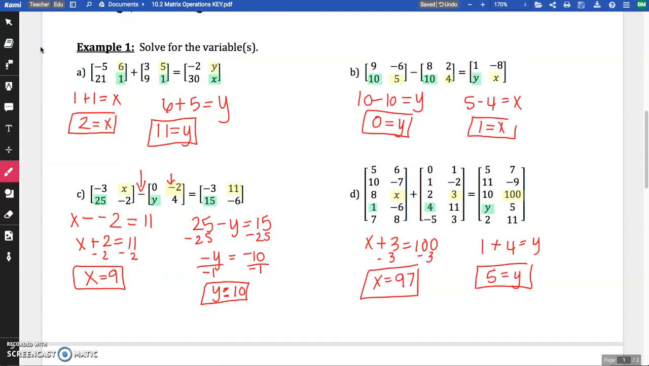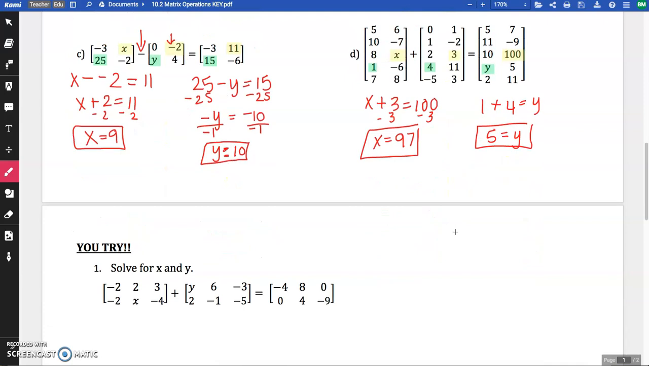All right, so you can check your answers here for B and D. Again, the highlighting or circling method I think helps a lot because it makes it a little bit easier to keep track of each entry. And so for part B, I got 0 equals y and 1 equals x. Part D, I got x equals 97 and y equals 5. Okay, so if you need to pause to look a little bit closer at my setup and my work, do so.